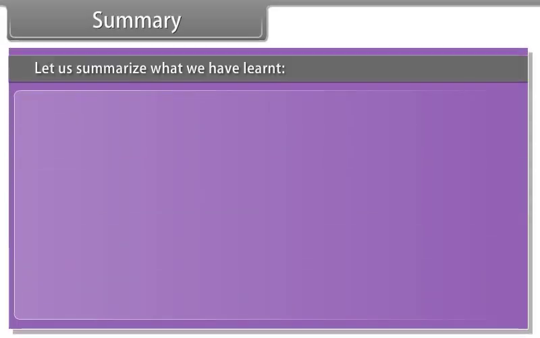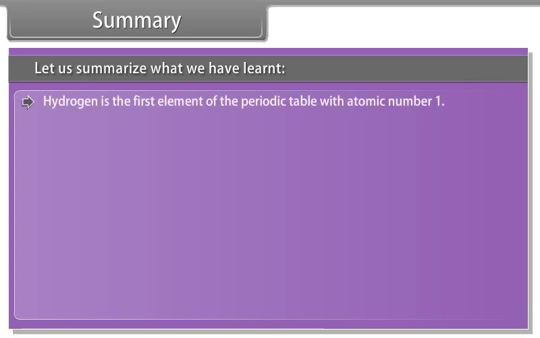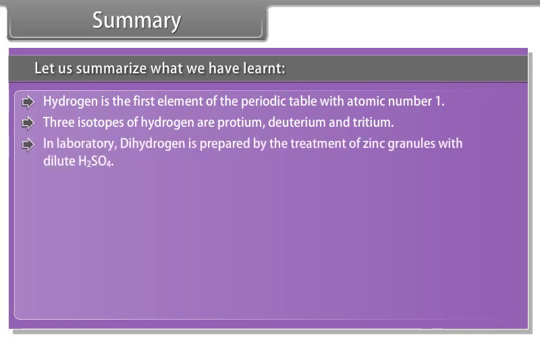Summary. Let us summarize what we have learned. Hydrogen is the first element of the periodic table with atomic number 1. Three isotopes of hydrogen are protium, deuterium and tritium. In the laboratory, dihydrogen is prepared by the treatment of zinc granules with dilute sulfuric acid.